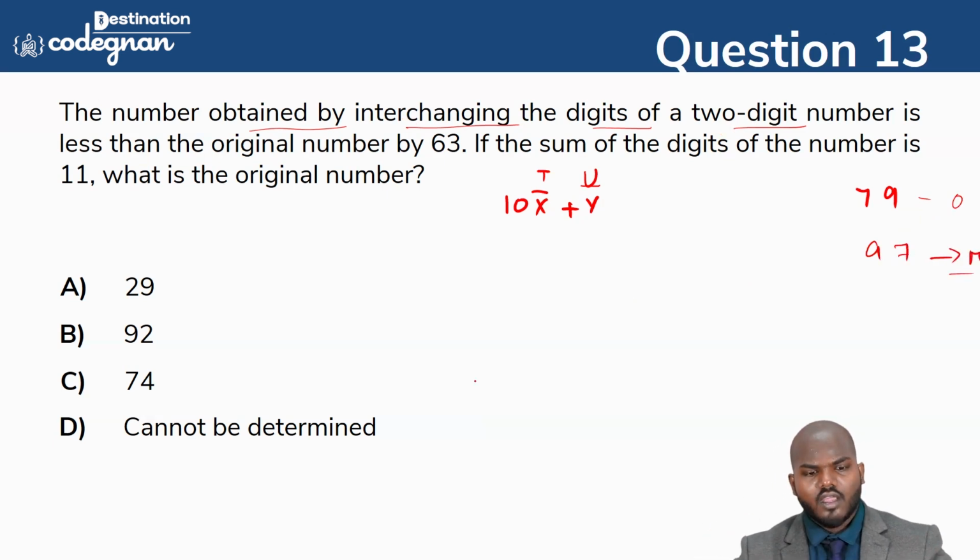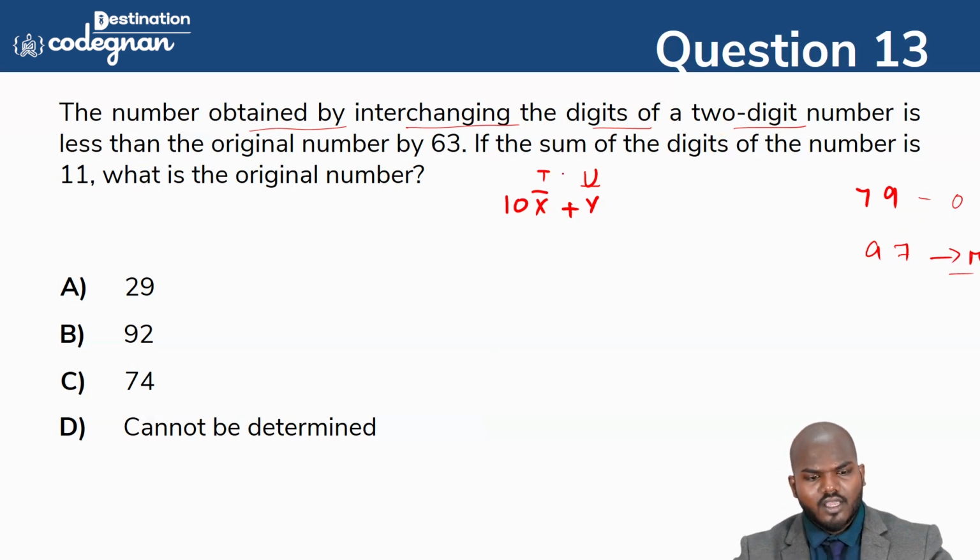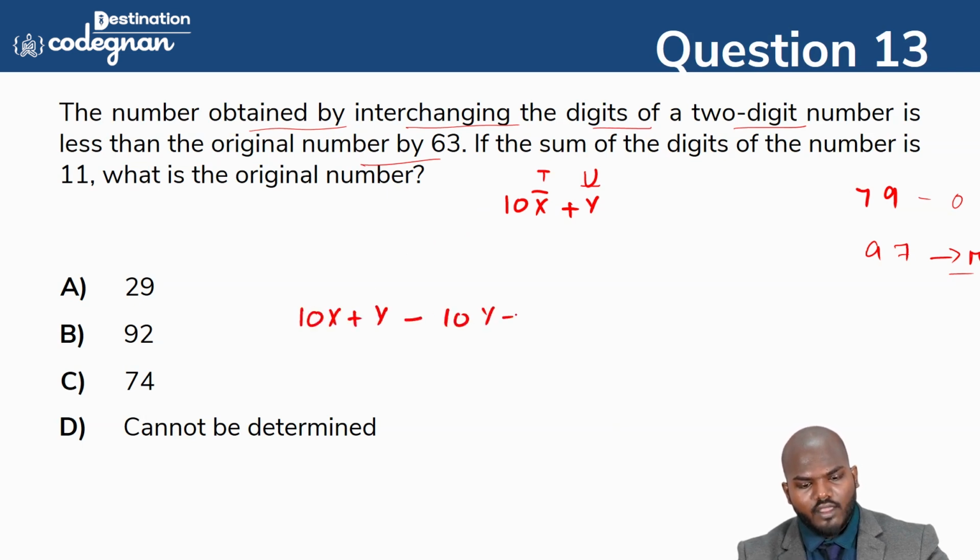Okay, let's see this one. The number obtained by interchanging the digits of the 2-digit number is less than the original number by 63. Less than means you can take it like this. This is the original number, 10x plus y, minus 10y plus x, which is the modified one. The difference between them is 63.